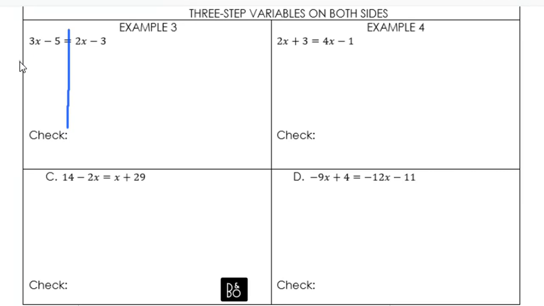Step 2, do we have any like terms on the same side that can be combined? We can't combine 3x minus 5, so nothing on the left. We look at the right, we can't combine 2x minus 3. Step 3 on your foldable says, do you have variables on both sides?